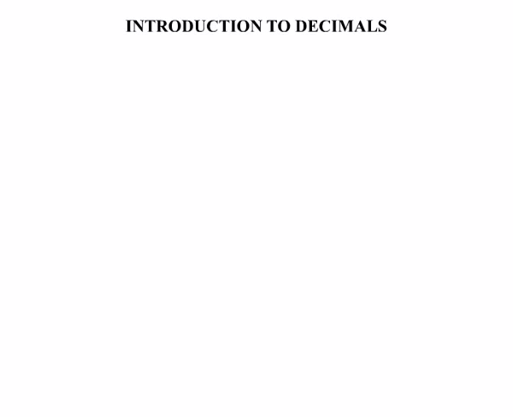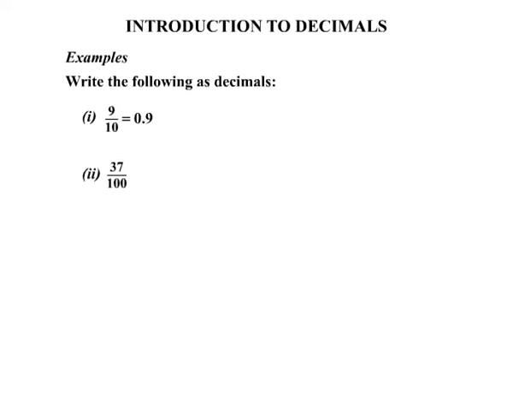Now in this lesson we're going to have an introduction to decimals. Let's look at some examples where I need to write the following as decimals. Firstly, 9/10ths. Now 9/10ths is 0.9. 37 on 100 can be written as 0.37.